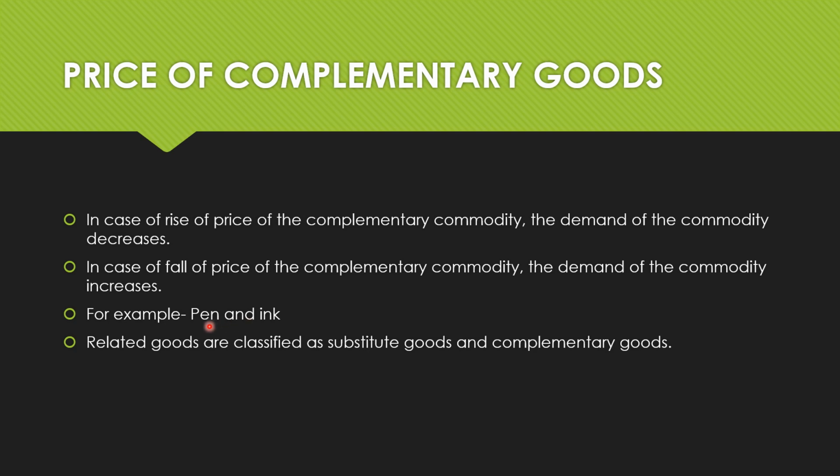In this case pen and ink become complementary goods because both are dependent on each other, both complement each other. Even if one of these is missing, we cannot use the ink pen. So to use the ink pen, we need pen also, we need ink also. Both of these are called complementary goods. Now what happens in case of complementary goods?